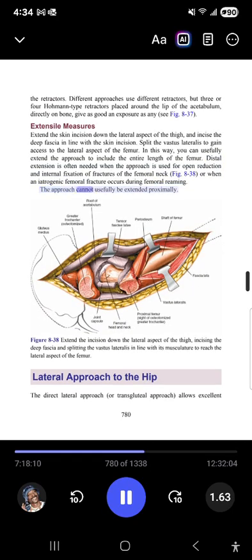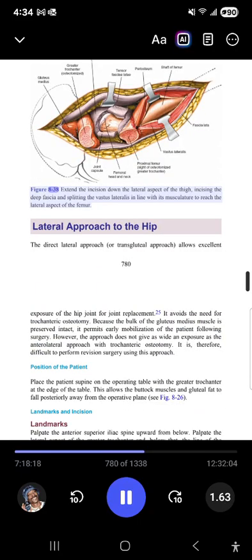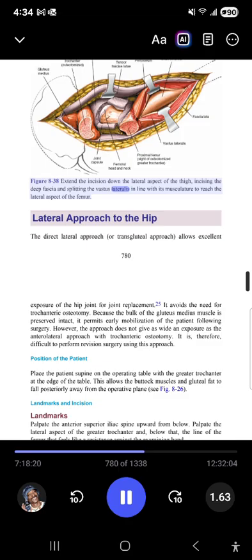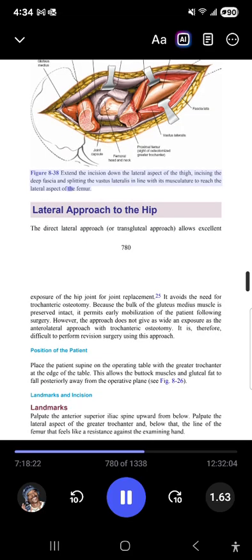The approach cannot usually be extended proximally. Figure 8-38: extend the incision down the lateral aspect of the thigh, incising the deep fascia and splitting the vastus lateralis in line with its musculature to reach the lateral aspect of the femur. Lateral approach to the hip.